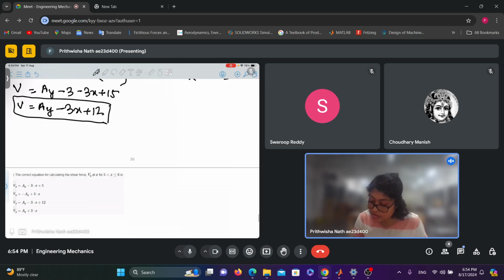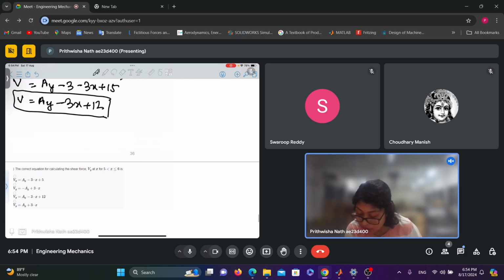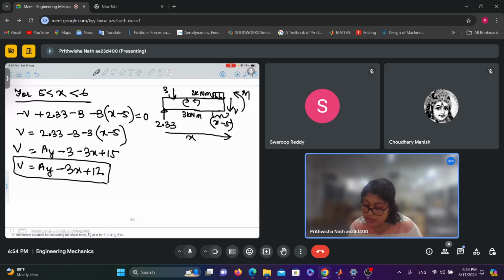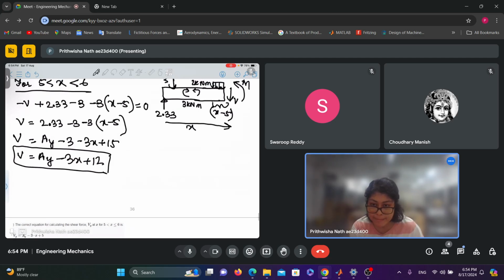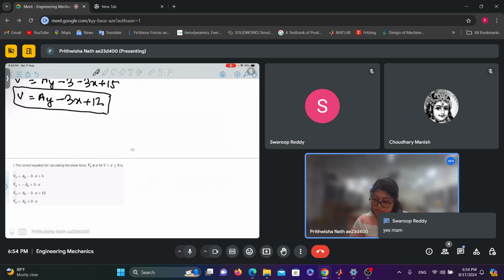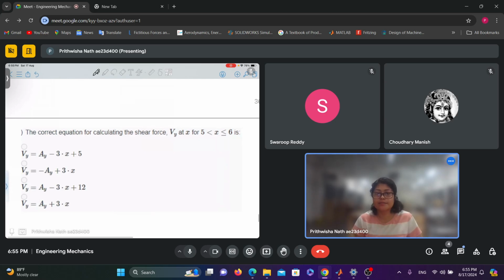So this is what the next question is about. The correct equation for calculating the shear force at x for 5 to 6. So this is the shear force equation, right? You understood how I got this? Yeah, so which option is correct? Can you tell me which option is correct?